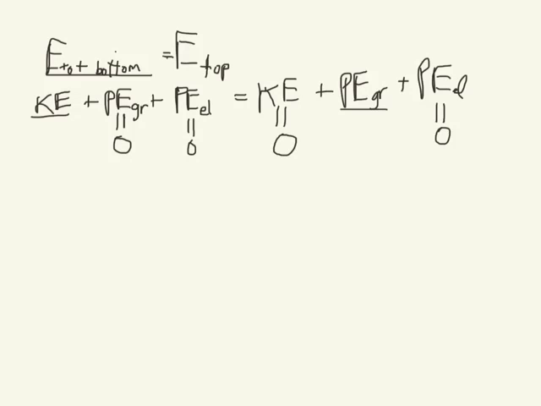Just to be thorough here, these all disappear. The KE at the bottom is half mv squared. The PE at the top is mgh, and then we just solve for h.